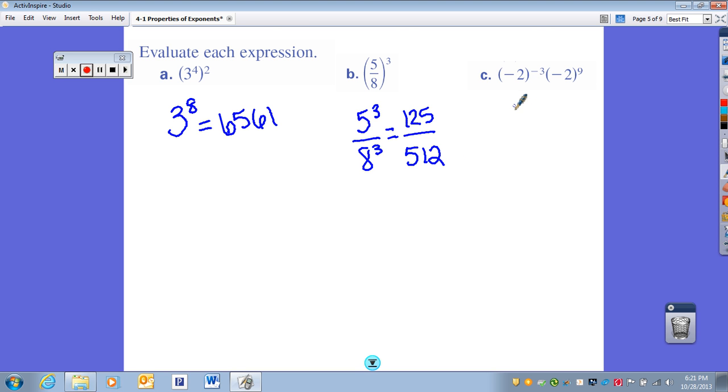In the next example, we're going to keep the base, which is -2, and since we are multiplying like bases, we are going to add the exponents. -3 plus 9 would be 6. Now we want to simplify, taking -2 to the 6th power, and that will be 64.